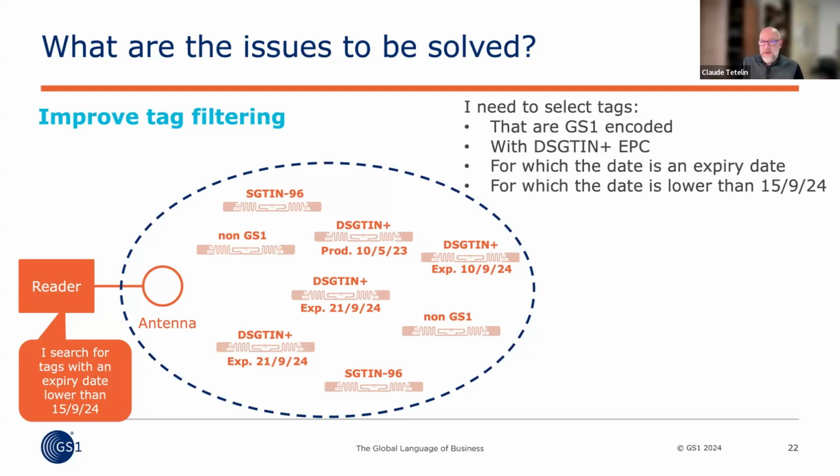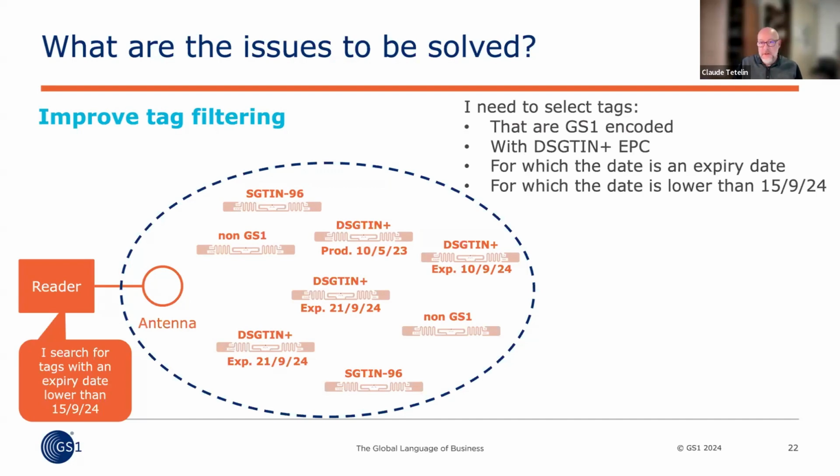Within the GS1 family, some carry the commonly used SGTIN-96, no date in such an EPC, but others carry a DSGTIN+. But if you look carefully at the different DSGTIN+ tags, you will see that some of these tags carry a production date and others carry an expiry date. And these are the tags of interest for me. So from a reader point of view, the reader will ask a simple question: I want only to inventory the tags that carry a DSGTIN+, for which the date is an expiry date, and for which the date is lower than, in this example, the 15th of September 2024.